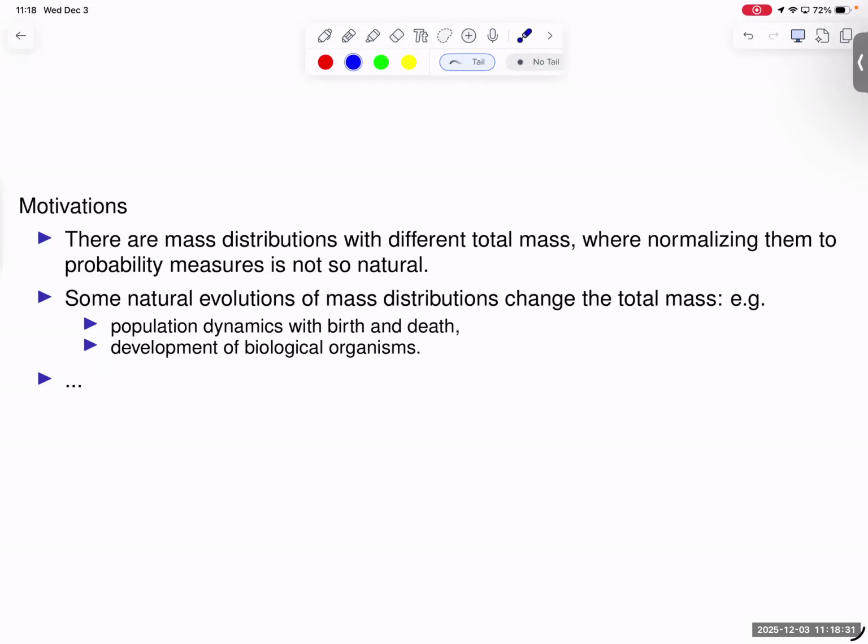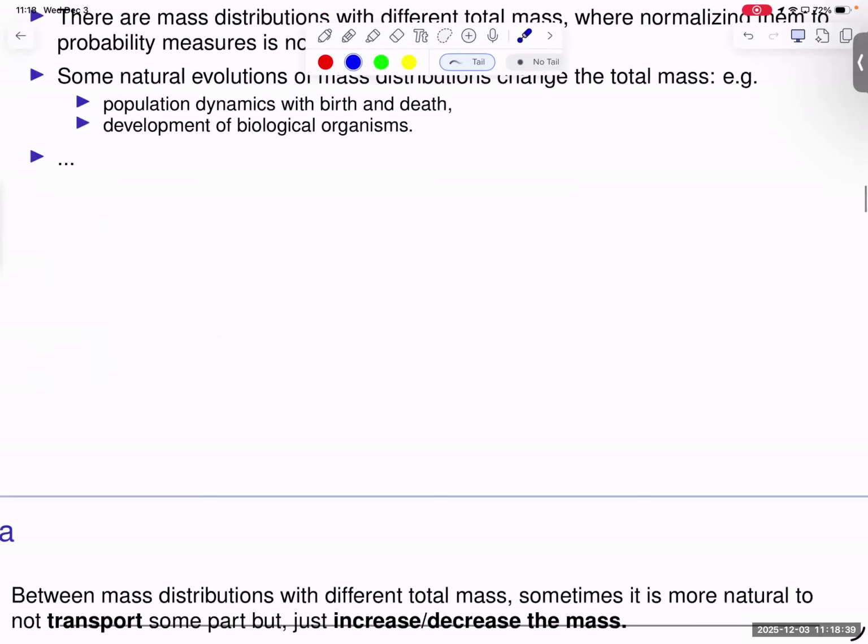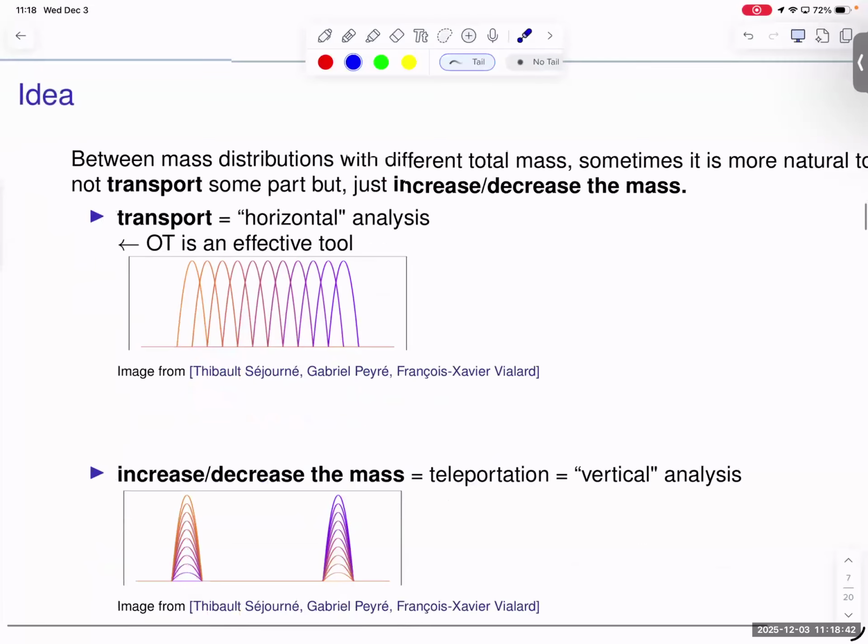Am I making sense here? Any question? Okay. Okay, then what should be the idea?